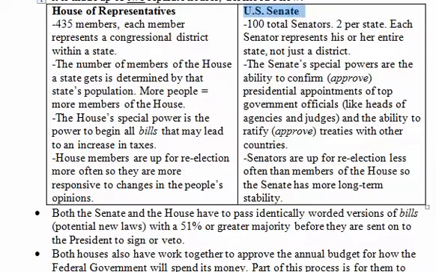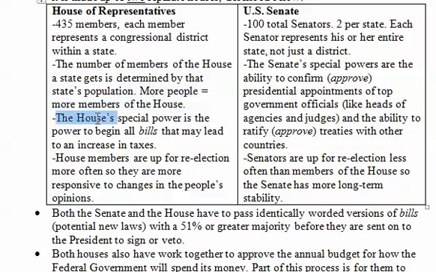The House of Representatives is made up of 435 members. Currently, we have that many people serving. Each member of the House represents a congressional district within a state. So Virginia has so many congressional districts. Each one of those districts has one member of the House. The number of the members of the House a state gets is determined by that state's population. In other words, more people in the states equals more members of the House.